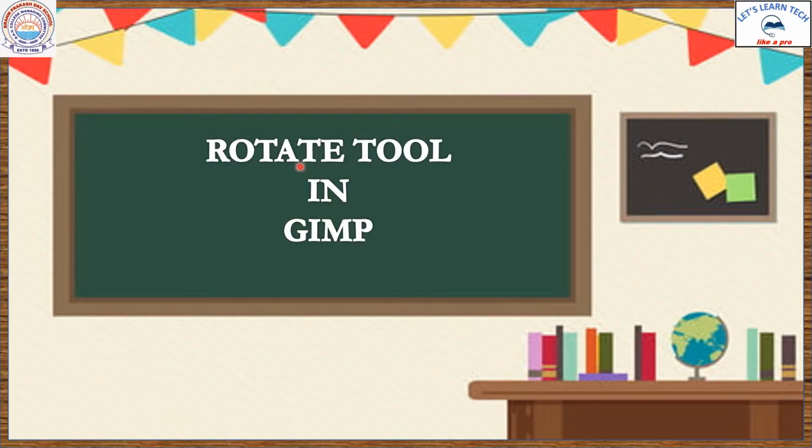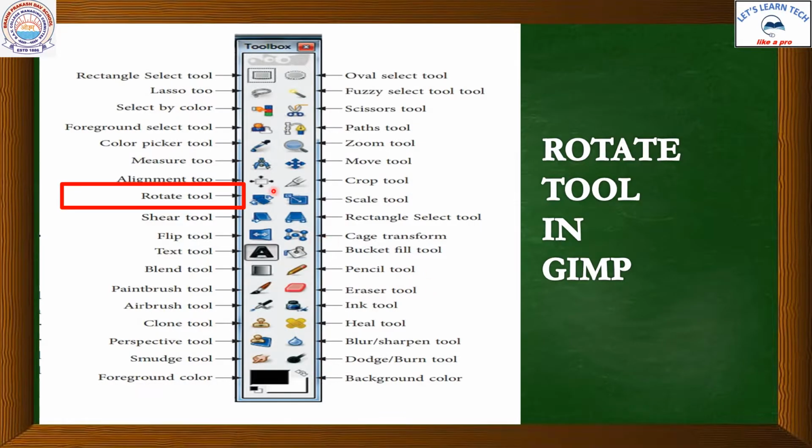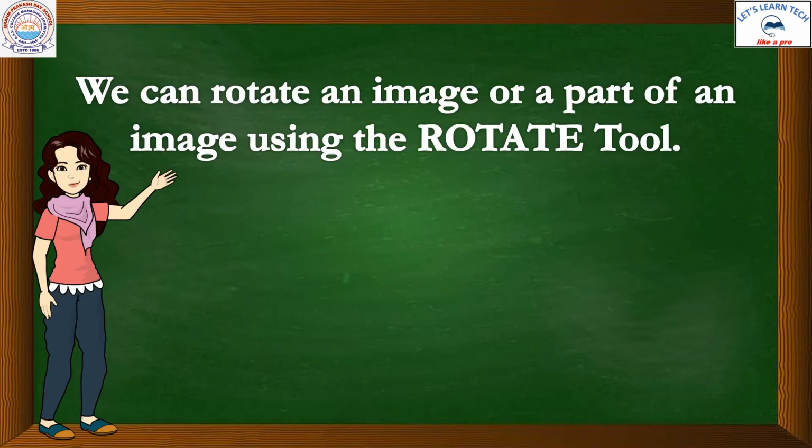Let us study about Rotate tool in GIMP. This is where you find the Rotate tool in the toolbox. We can rotate an image or a part of an image using the Rotate tool in GIMP. That is, we can rotate the image along the center point along the four quadrants, that is 360 degrees.